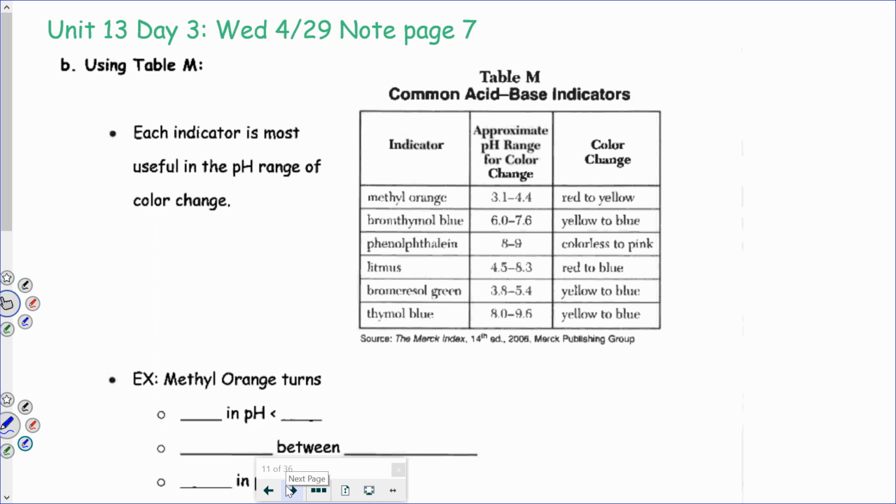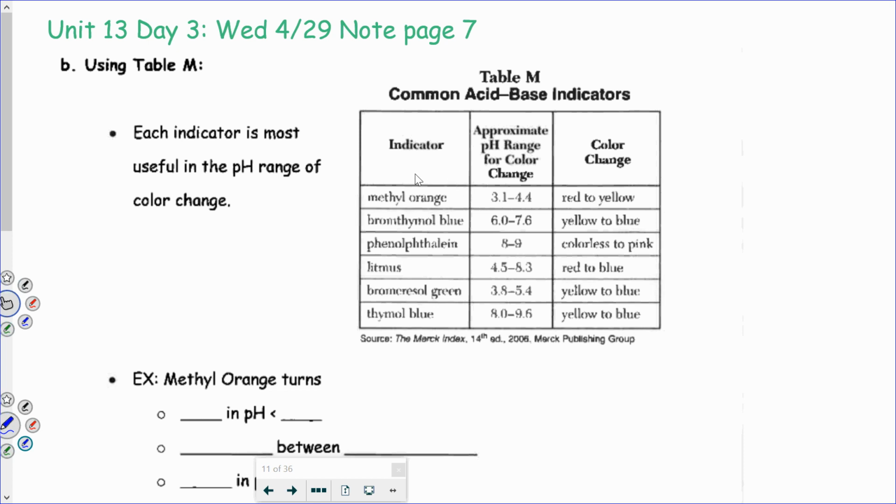All right, so have your notes out to page 7 now. This is where we're going to get into how to actually use table M, which explains common acid-base indicators. So on table M, the first column are the names of your indicators. So we have methyl orange, bromothymol blue, phenolphthalein, litmus, bromcresol green, and thymol blue. In the middle column, we have a pH range for color changes. And then on the right column are color changes.